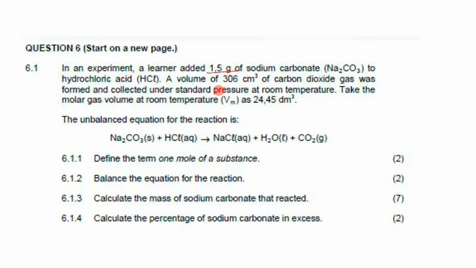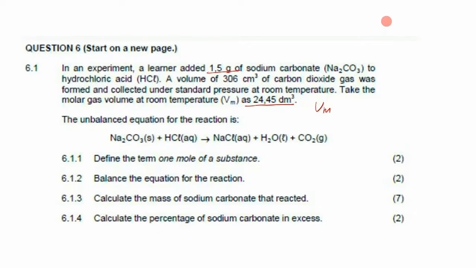So that's the only thing that we are told there. But then it doesn't suffice much for us to calculate the number of moles, the mass that reacted here, the mass of sodium carbonate that reacted. So how do we do that? So we can see that we were given the VM here.